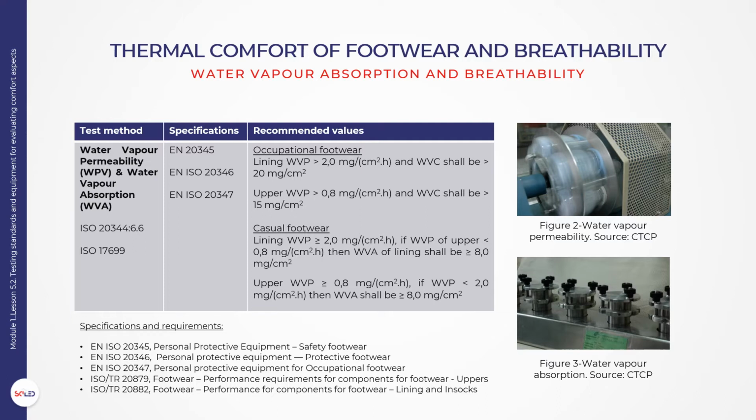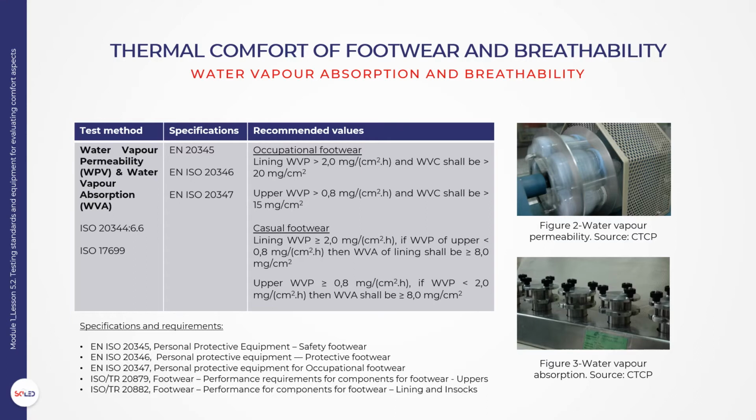For example, upper materials for casual shoes should have a value of water vapor permeability equal to or greater than 0.8 mg per squared centimeter per hour. If the value of water vapor permeability is less than 2.0 mg per squared centimeter per hour, then water vapor absorption should be equal to or greater than 8.0 mg per squared centimeter.